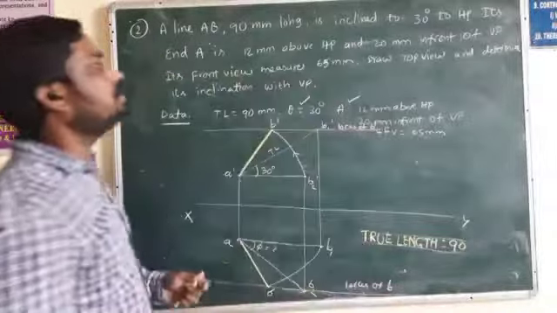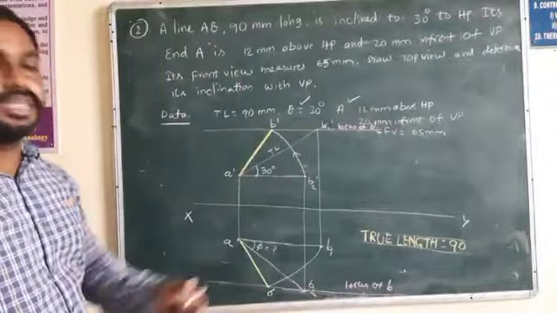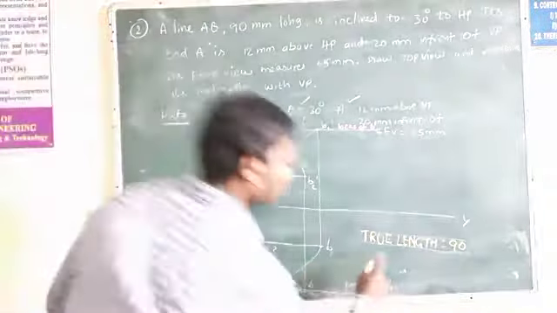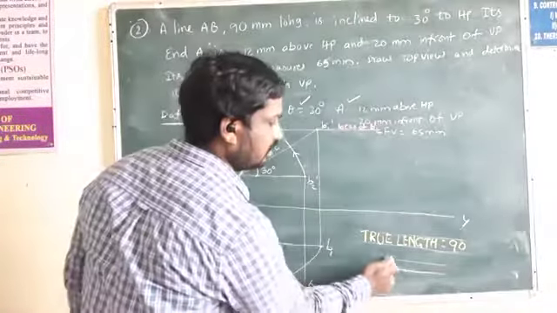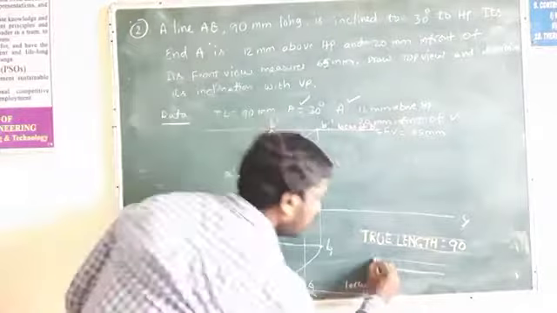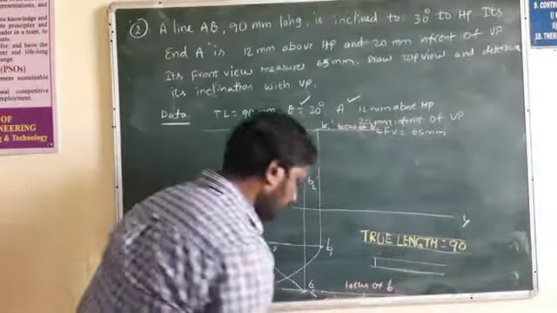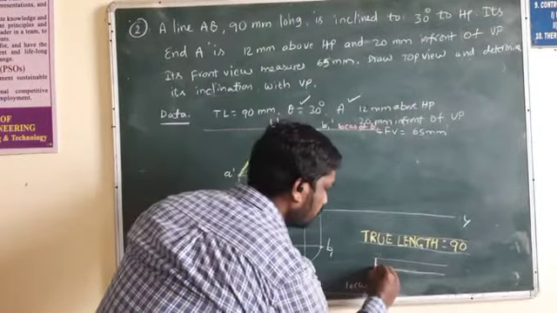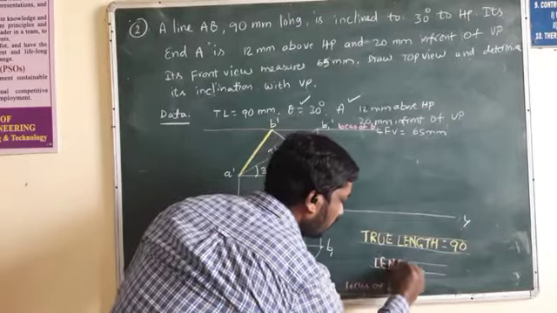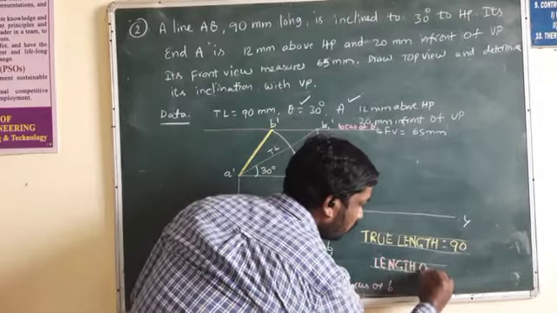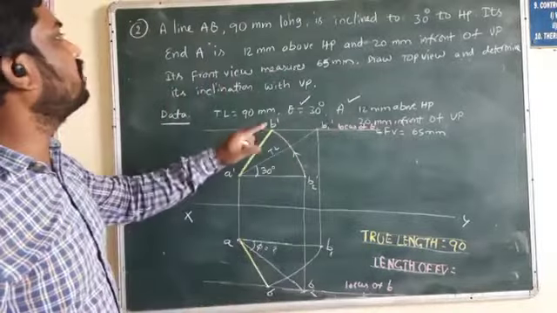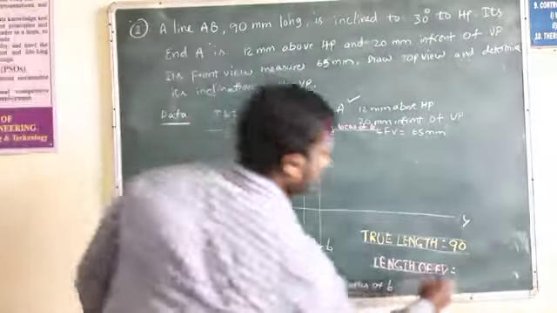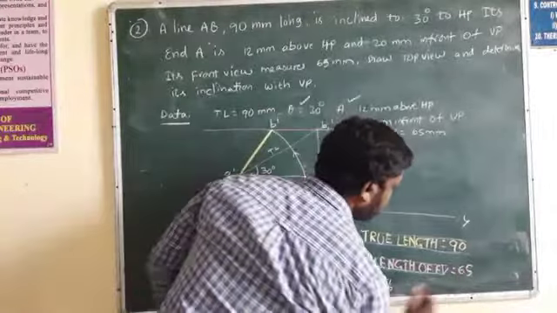Okay. Now what is the front view length? Here also draw two lines, the distance between these two lines being 0.5 centimeter. This is the length of the front. That is equal to how much? The length of the front will be equal to 65.